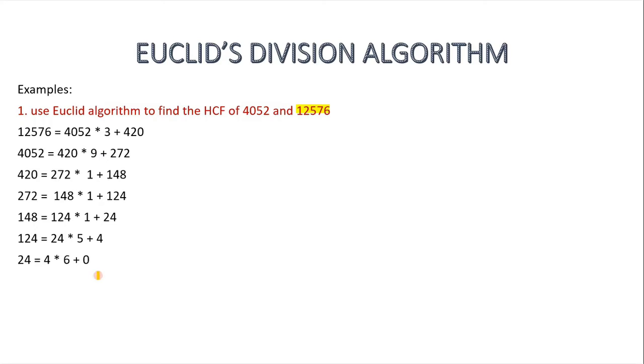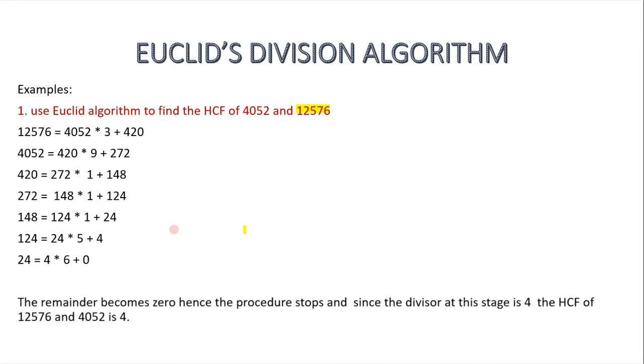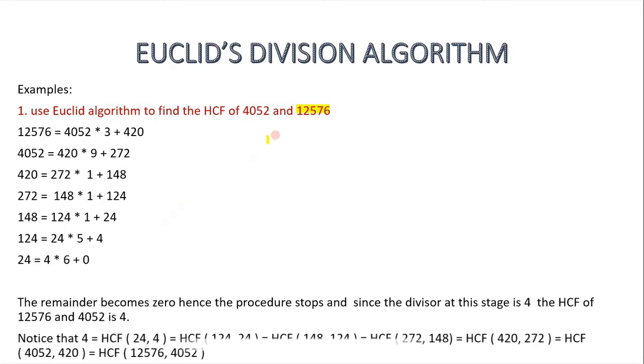Now when r becomes 0, then the value of b becomes the HCF of the given numbers. That is, here in this equation the value of b is equal to 4, so 4 becomes the HCF of the given two numbers, that is 4052 and 12,576. Okay. Here there is a note that 4 is not only the HCF for the two numbers 4052 and 12,576. It is the HCF for all the a and b values in each and every step.